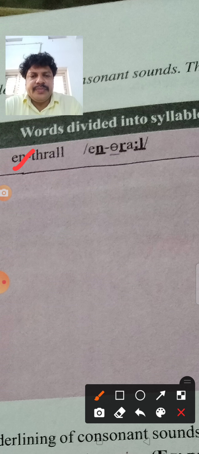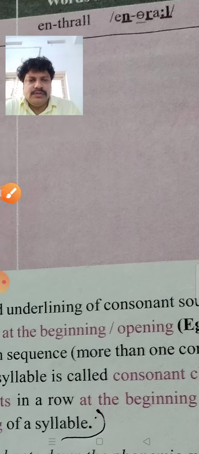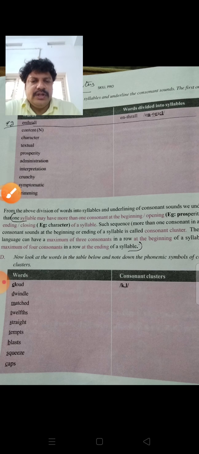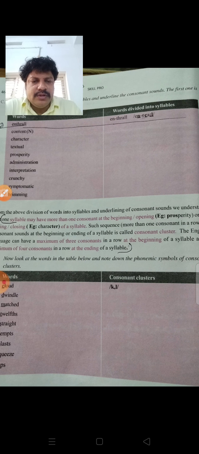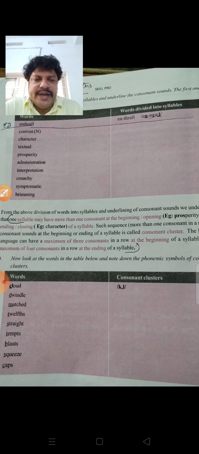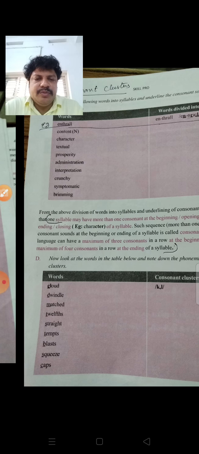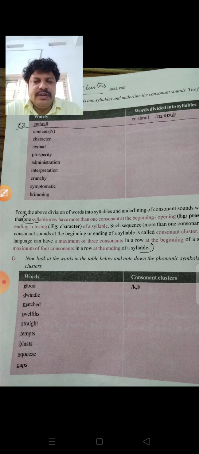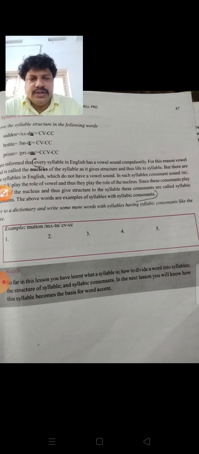In such words there are many consonants in a row, and that is called a consonant cluster. The first thing about the English language is that it can have a maximum of 3 consonants in a row at the beginning of a syllable and a maximum of 4 consonants in a row at the ending of a syllable. Suppose "straight": there are many consonants in this. These are called consonant clusters.